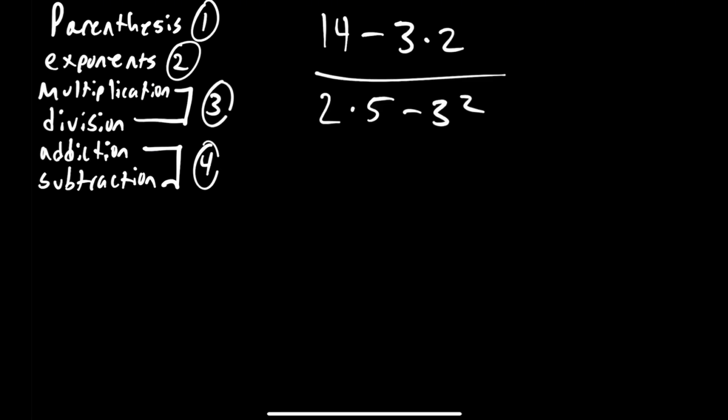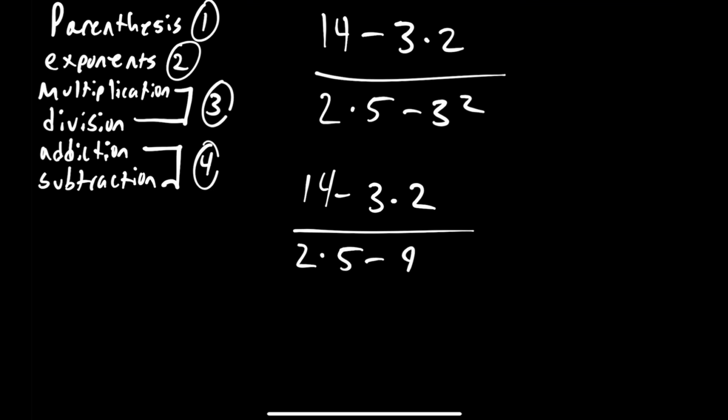All right, so for this question, it's a little trickier because the whole thing is a fraction. It means the whole thing is getting divided. But we still continue with our order of operations. We have no parentheses, so we can move on to our exponents. We only have one exponent, which is that 3 squared. So it's going to be 14 minus 3 times 2 divided by 2 times 5, and then minus 3 squared, which is going to give you 9.